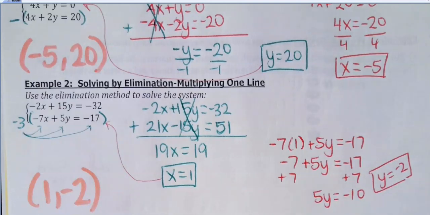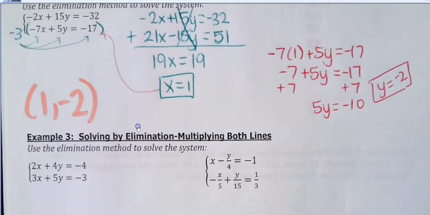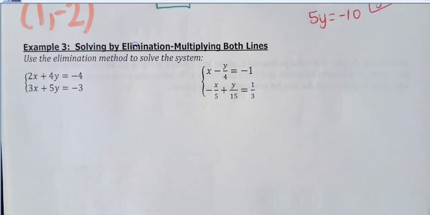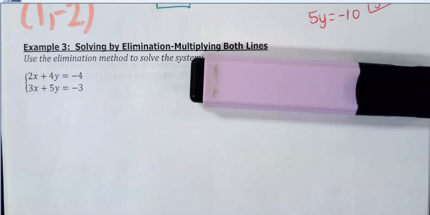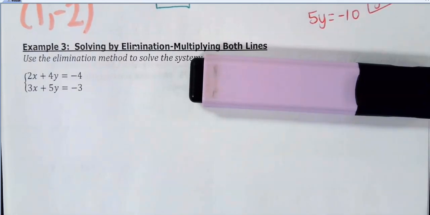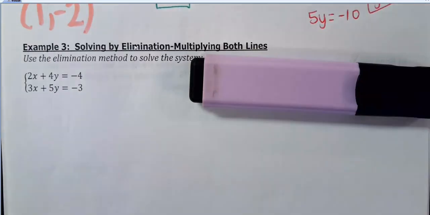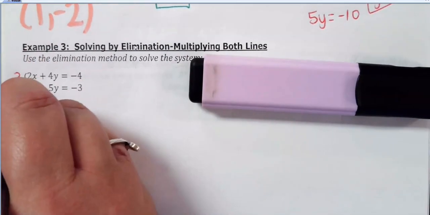Now, these two at the bottom are a little bit trickier. So I'm just going to cover this one up so we're not even looking at it for a moment. What am I going to do here? I've got 2x plus 4y equals negative 4, and I got 3x plus 5y equals negative 3. Perfect. Okay. Why did you pick those?